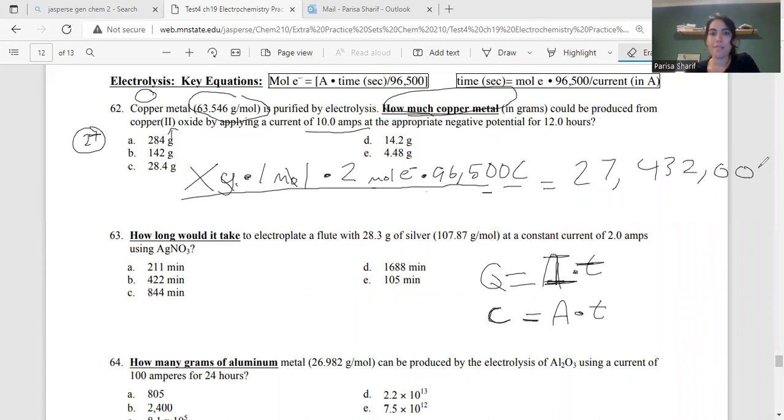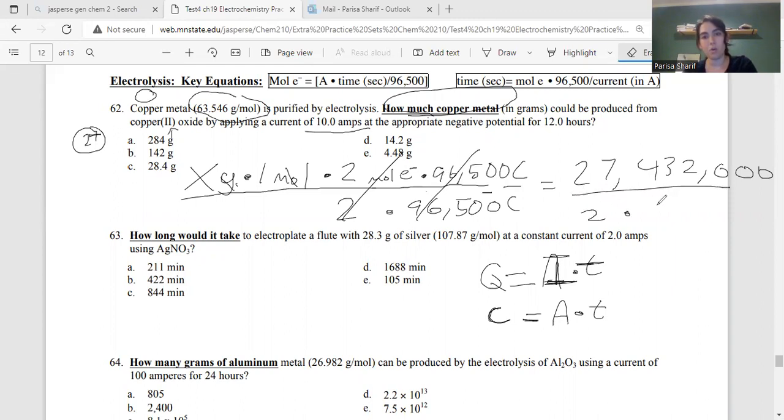Cool. And then what we have to do is still isolate X, the amount of copper metal in grams. So we're going to divide by 2 and we're going to divide by 96,500 coulombs. So if any of this is a little confusing, then it might be worth it to do a little bit of an algebra review, find some Khan Academy videos or something. So we're going to divide by both of these. Since we're dividing on one side, we have to divide on this side as well. So hopefully our huge number is going to get smaller and we're going to get something reasonable.